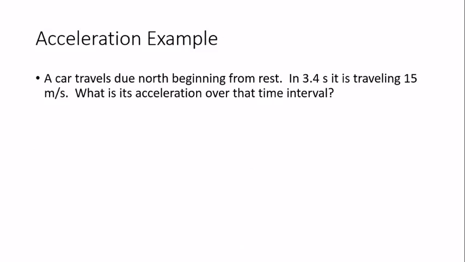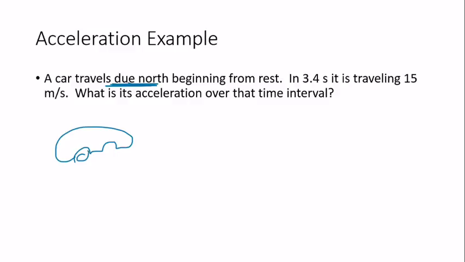So let's do one. We know we've got velocity here because we've got direction, which is due north, and it's going to stay due north. And then we've also got speed. So let's go ahead and I'll draw my car. Oh my goodness, that's a strange car.